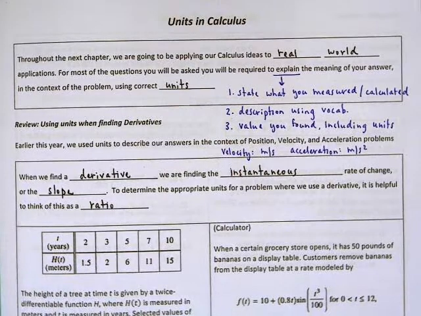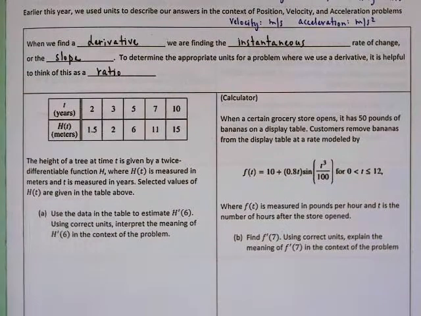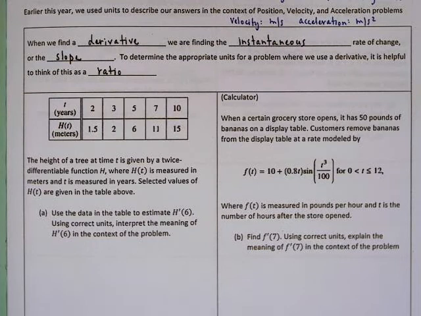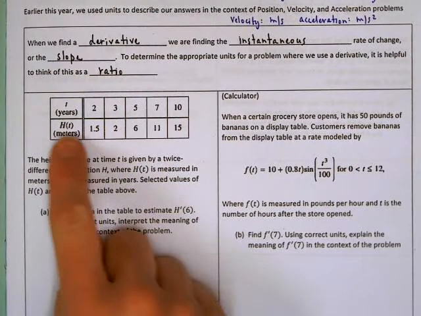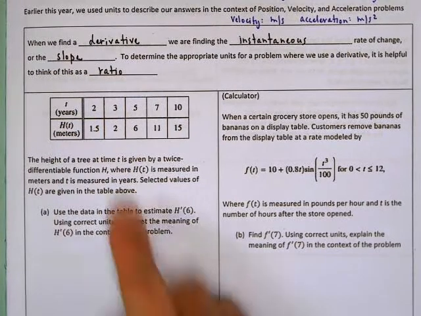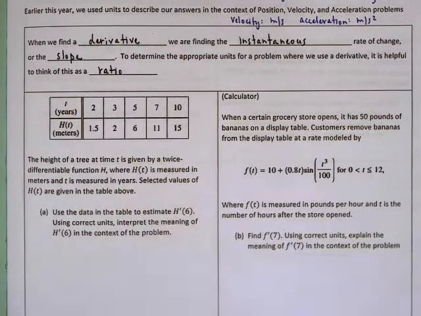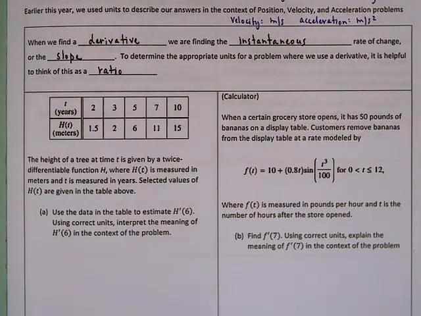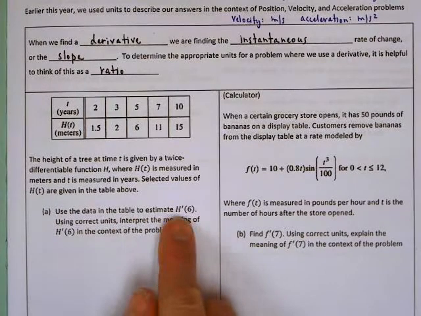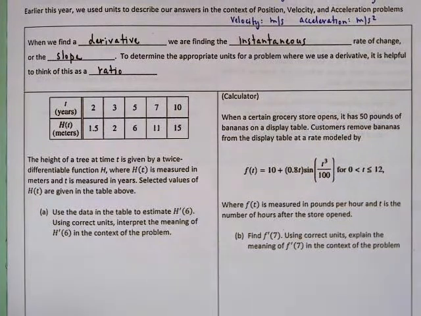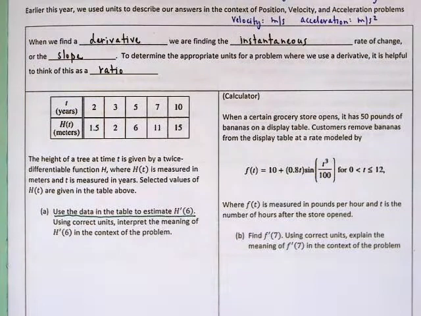So let's take a look at a specific problem that has come from an FRQ. Here our scenario says the height of a tree at time t is given by a twice differentiable function h. Here I have my values for the height, where h of t is measured in meters and t is measured in years. Selected values of h of t are given in the table above. It says use the data in the table to estimate h prime of 6. So that's the first thing we're going to do, is use the data to estimate h prime of 6.